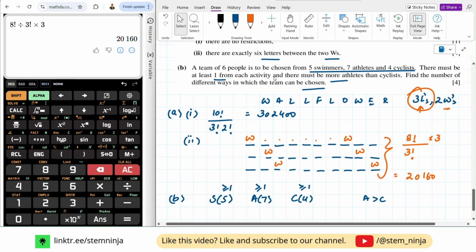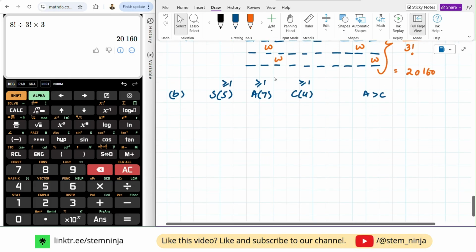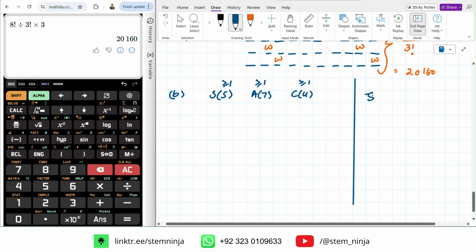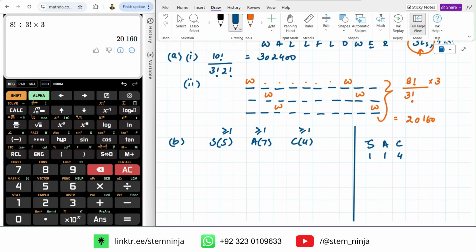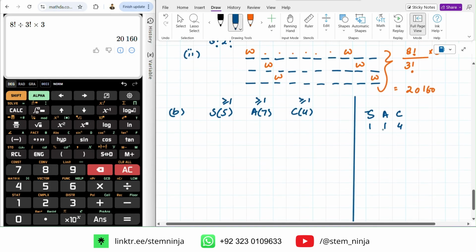Right, okay. So first off, let's make different possibilities, and then we can discard which one of them we don't need. So you have swimmers, you have athletes, you have cyclists. So what you can have, start off with 1, 1, 4. Wait, sorry, how many do we have? 6 people, right? So we can start with 1, 1, 4. This covers the at least part.